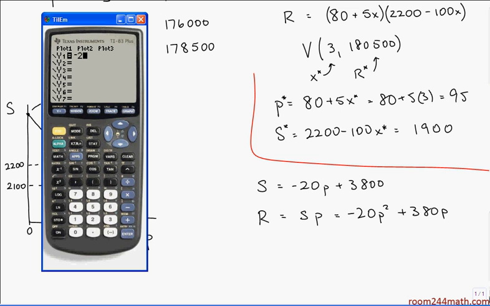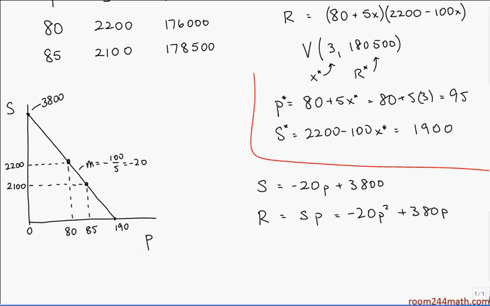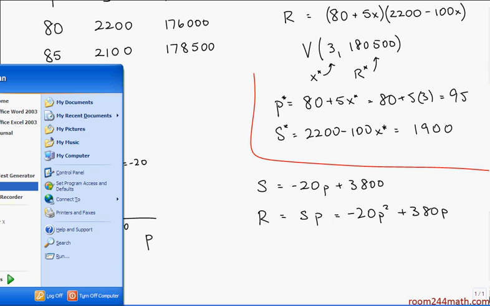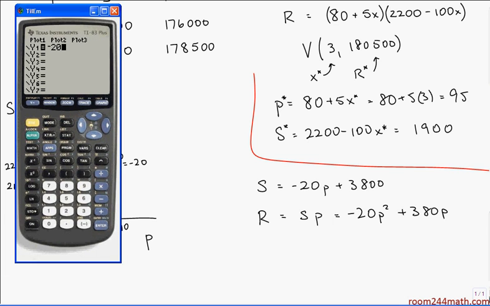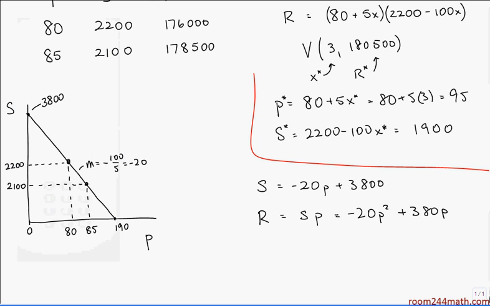So let's change the function. It's minus 20. You cannot use, oh, it's a bit flaky, I've got to restart it. You cannot use p, you have to use x. So it's minus 20 x squared entered in the calculator, plus 3,800. Well, that should be 100, not a 380 x. Let's correct that now.